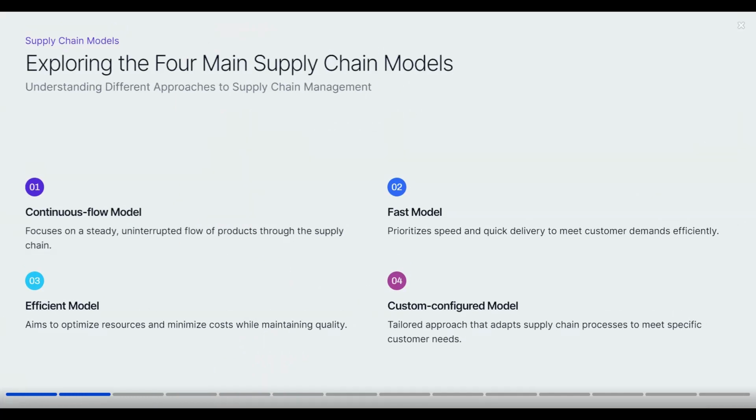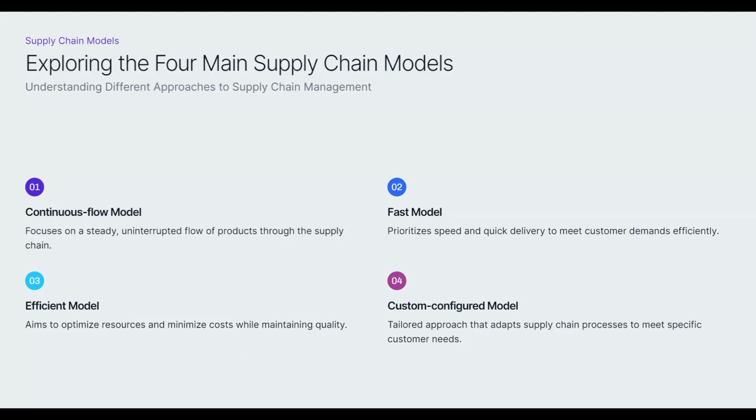So, which of the four approaches would you prefer?